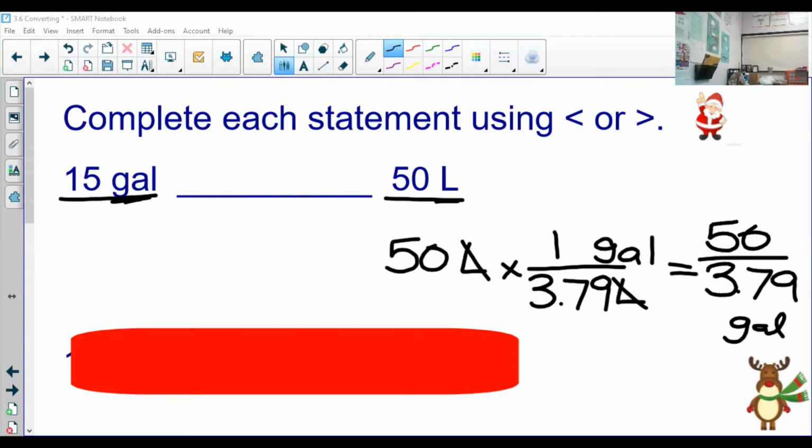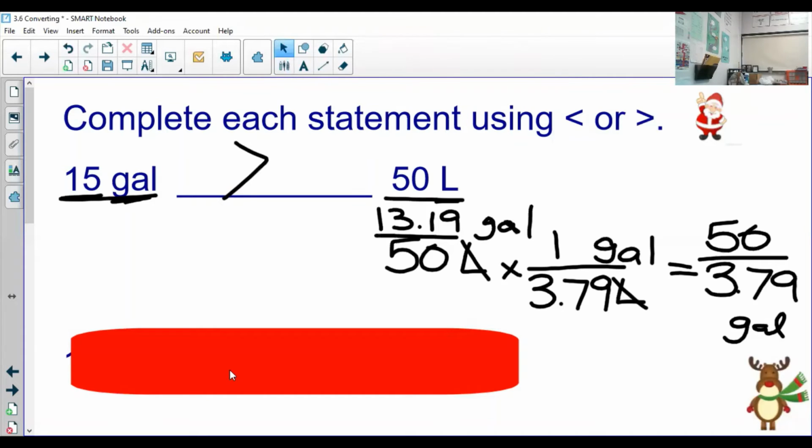Ooh, okay, so we've got a big number here. So the first whole number is going to be 13. I'm going to keep that. Then I need the 1 and the 9. The 2 that comes next tells me to stay the same. I don't need to round up. So 50 liters is the same thing as 13.19 gallons. Oops. So what's bigger, 15 gallons or 13.19? 15 gallons. So we're going to use the greater than symbol. Okay, let's look at another one. Here we go, next one.